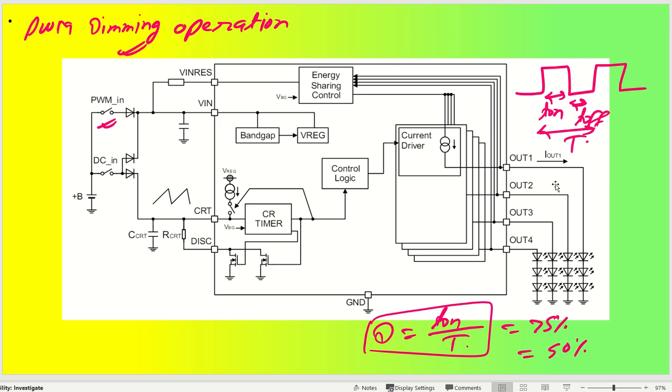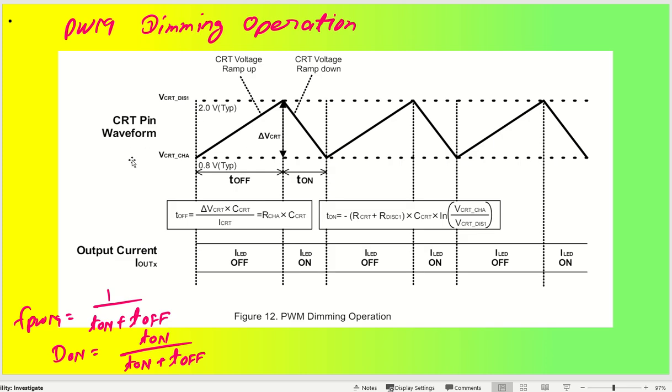If half the time it is on, half the time it is off. Okay, good. So this is how a PWM operation will work, and this CCRT and RCRT will be charging the CR timer, and this is how it is going to help you in your dimming concept. So this is a triangular wave that is going to come. If you can see very clearly, it is shown in the data sheet itself.